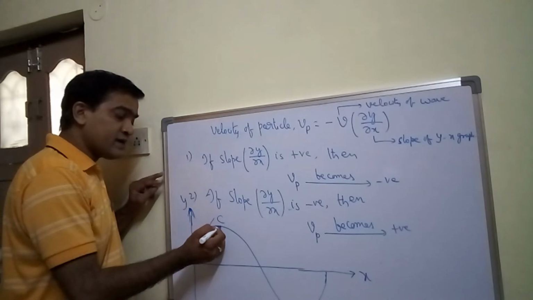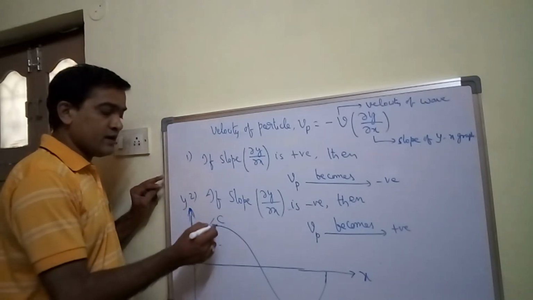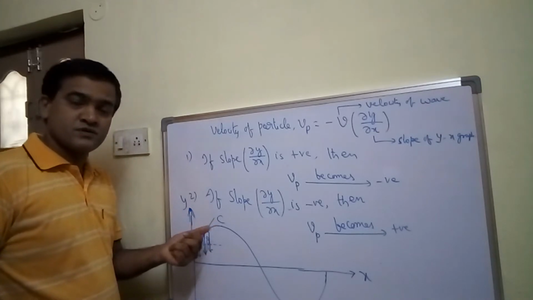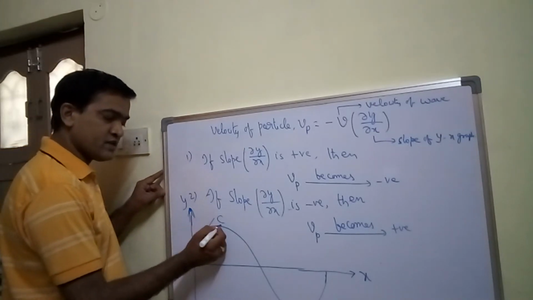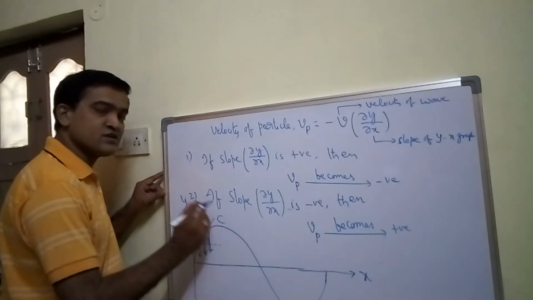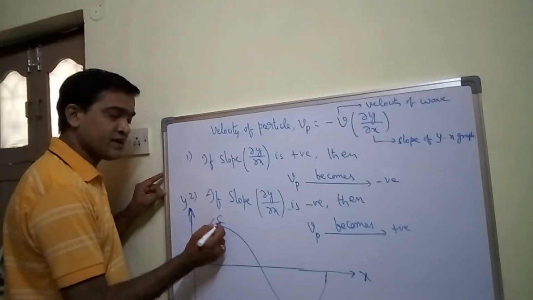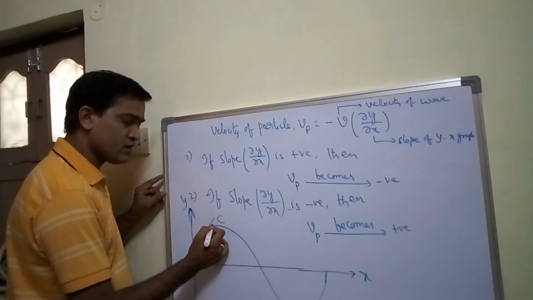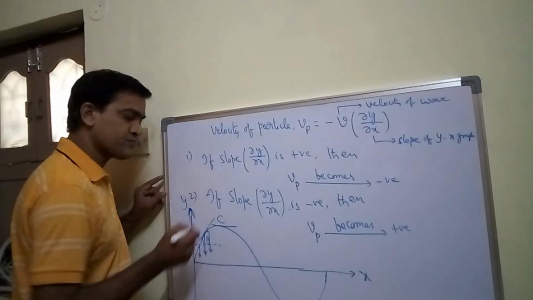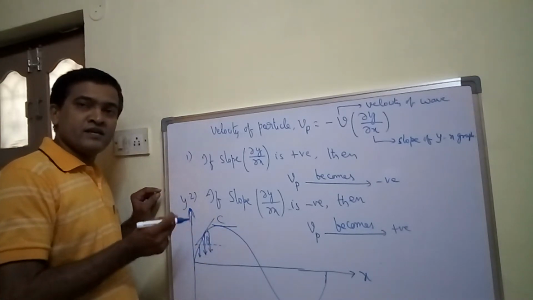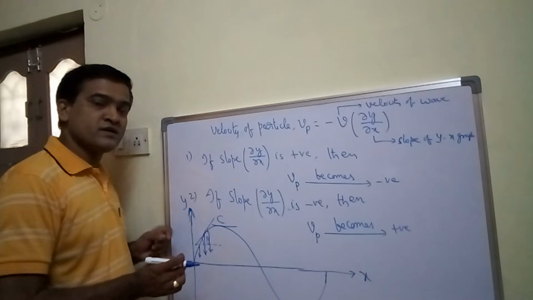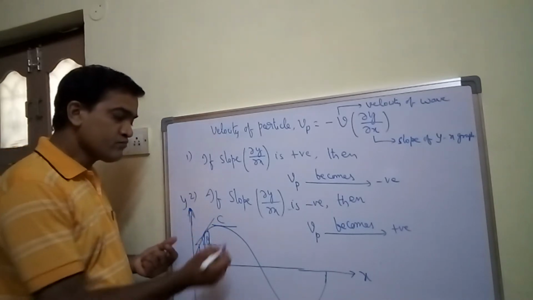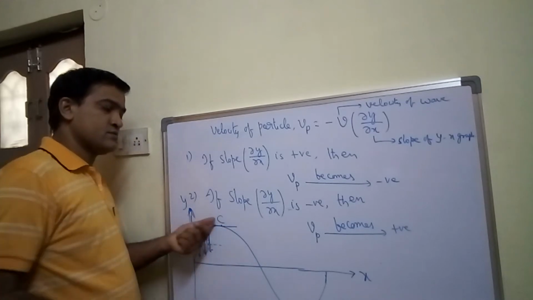And at the crest, is there any vertical or horizontal displacement? If I draw a tangent at the crest, how does it look? Tangent is nothing but the line touching the curve at one point. If I draw a tangent like this, is there any displacement in the y direction along the horizontal axis? No, it is horizontal at this point, right?